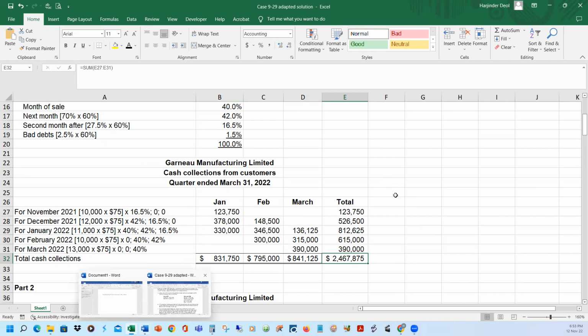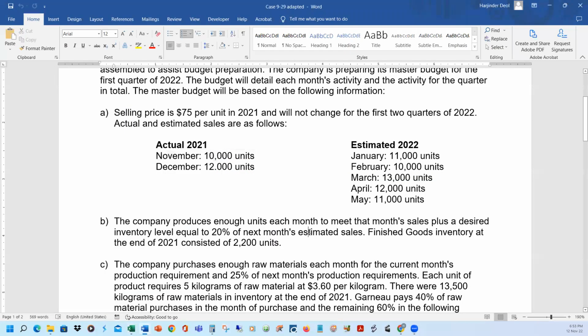Once we have prepared our sales budget, the next budget in line is the production budget. And the production budget needs the estimated unit sales that will be made during the period of time. And this company, we are told, produces enough units each month to meet that month's sales, plus a desired inventory level equal to 20% of the next month's estimated sales. So that's the concept of keeping a safety stock.